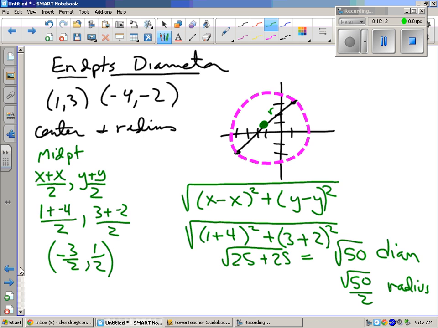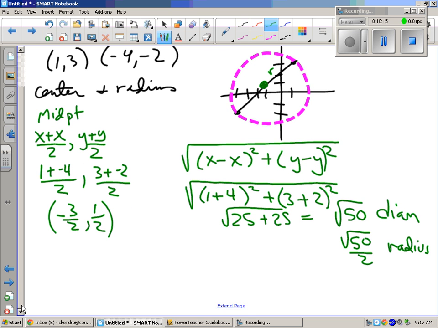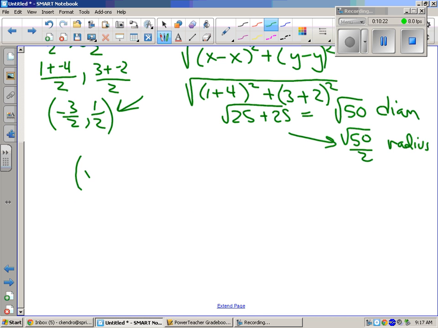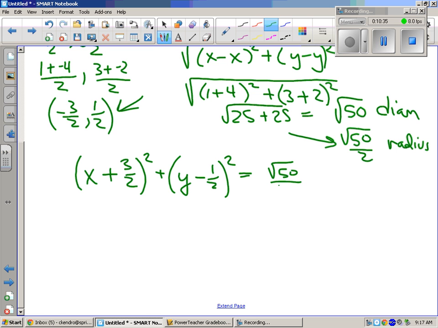Okay, so now we have enough to set up the formula. We have the center and we have the radius. So let's put that in. We have x minus a negative 3/2, so that'd be plus, squared, and then y minus k, which would be 1/2 squared, and then we have root 50 over 2 squared for r squared. Now root 50 over 2 squared is really just 50 over 4. So the final answer would be that.